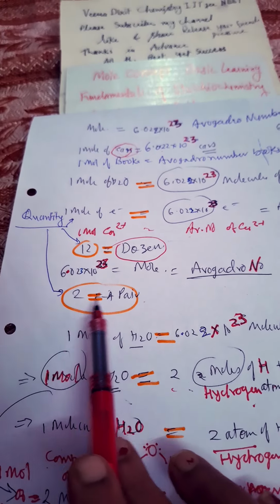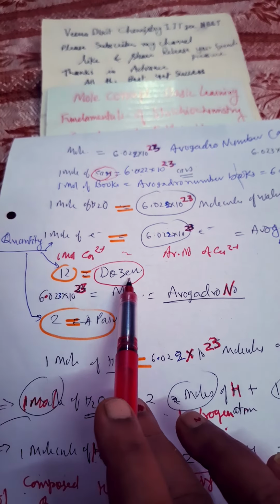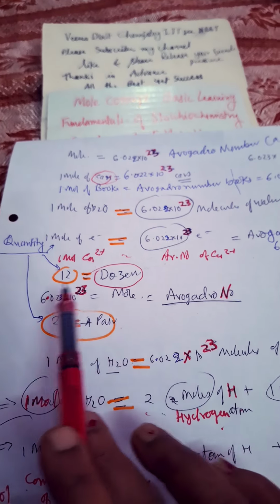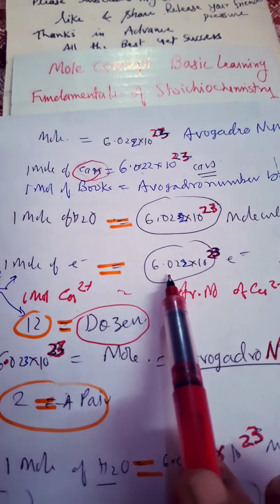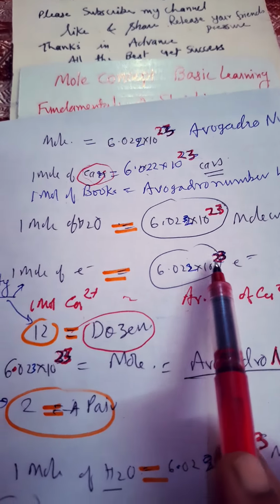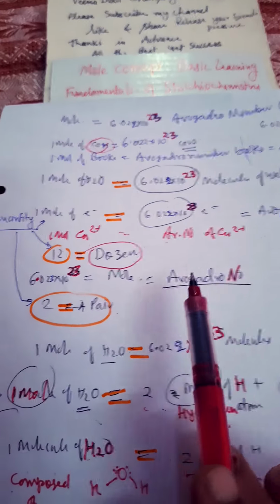a pair means 2, a dozen means 12. A dozen of banana, 12 banana. A dozen of books, 12 books. A dozen of car, 12 cars. A pair means 2. Like that, a mole means 6.022 into 10 to the power 23. It can be electron, it can be molecule, it can be atoms, it can be proton, anything.